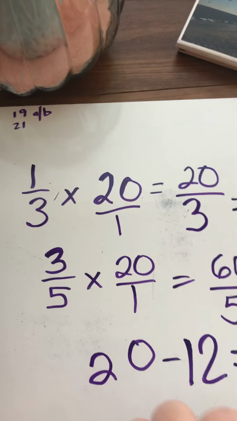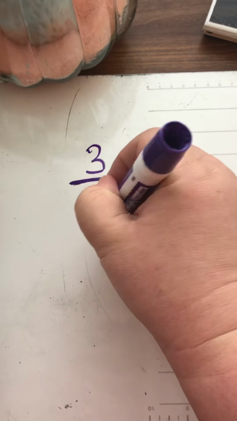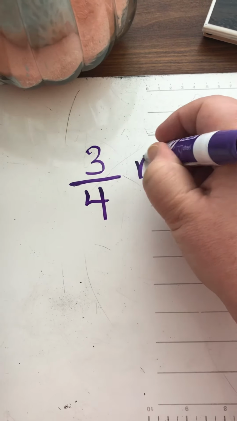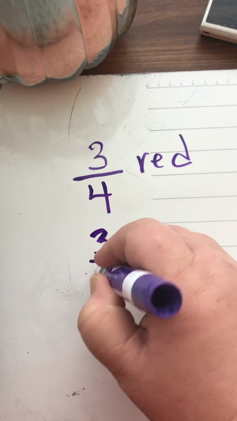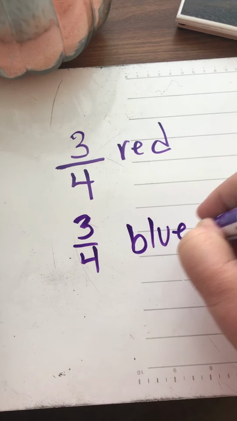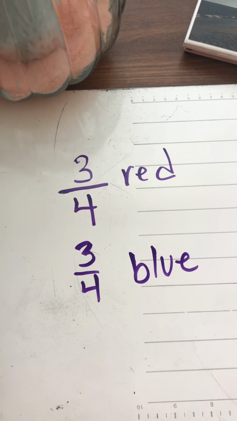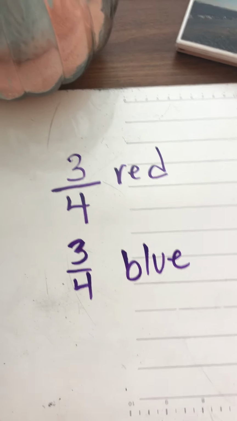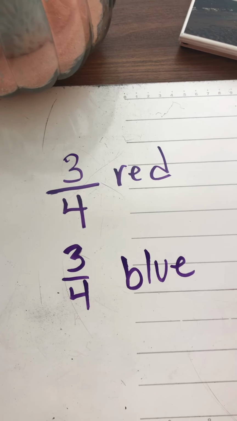We're going to also look at number 21. So for 21, an art teacher makes a batch of purple paint by mixing 3/4 cups of red paint with 3/4 of a cup of blue paint. And if she mixes 13 batches, how many cups of purple paint will she have? So she's going to do 13 total batches.